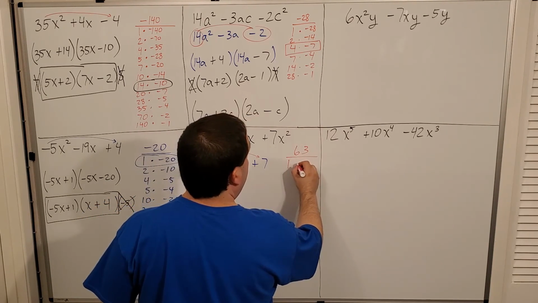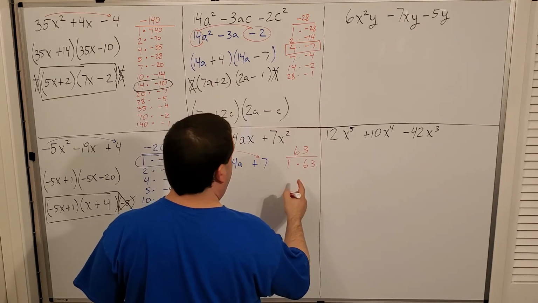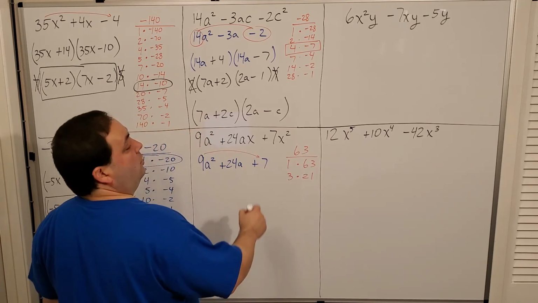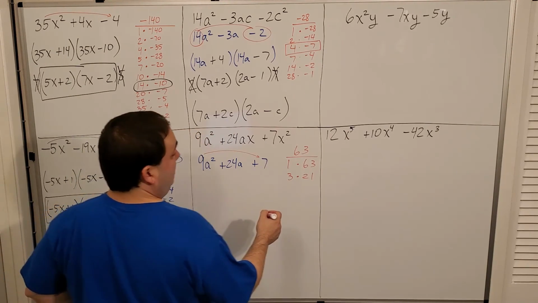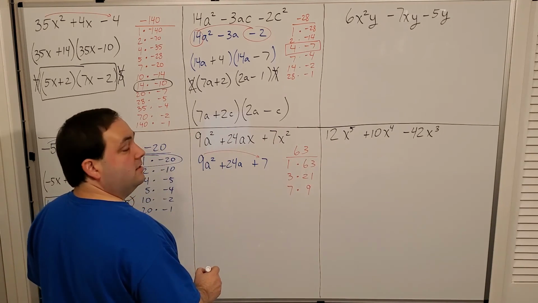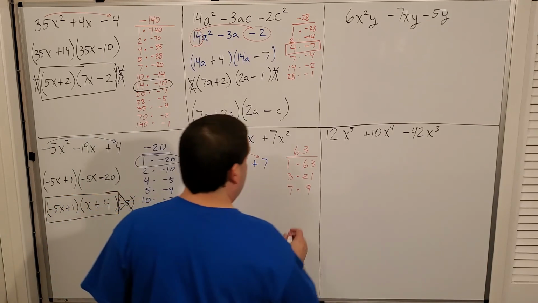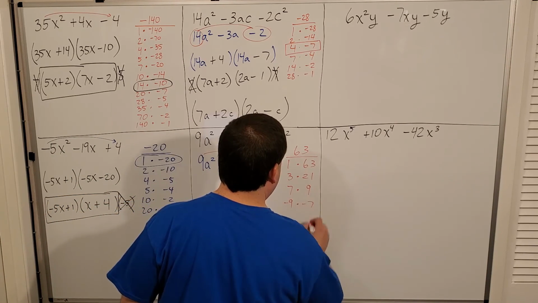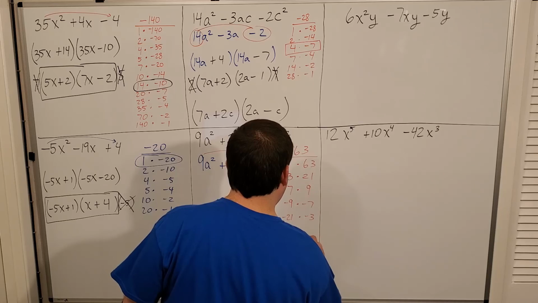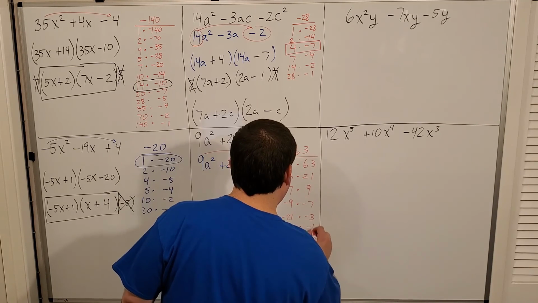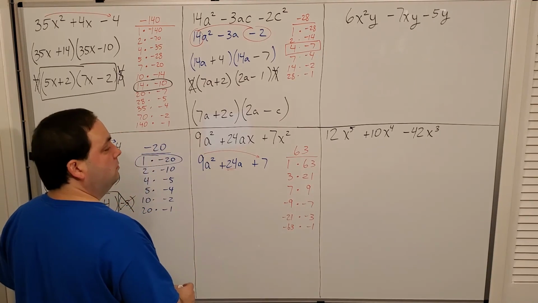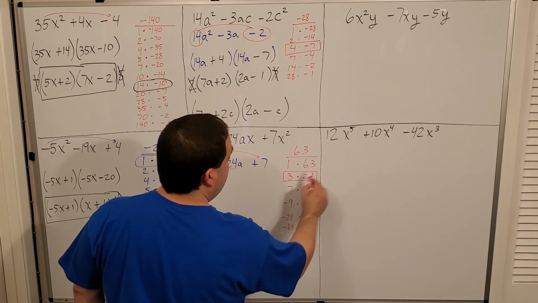So that's 1 times 63. 2 doesn't go, 3 goes, right? 3 times 21. 4 doesn't go, 5 doesn't go, 6 doesn't go, 7 goes, right? Times 9. Okay, 8 and then 9. So then I get my repeat. I'll do negative 9 times negative 7. Then I keep repeating negative 21 times negative 3, negative 63 times negative 1. I need to add up to 24, so I'll pick 3 and 21.